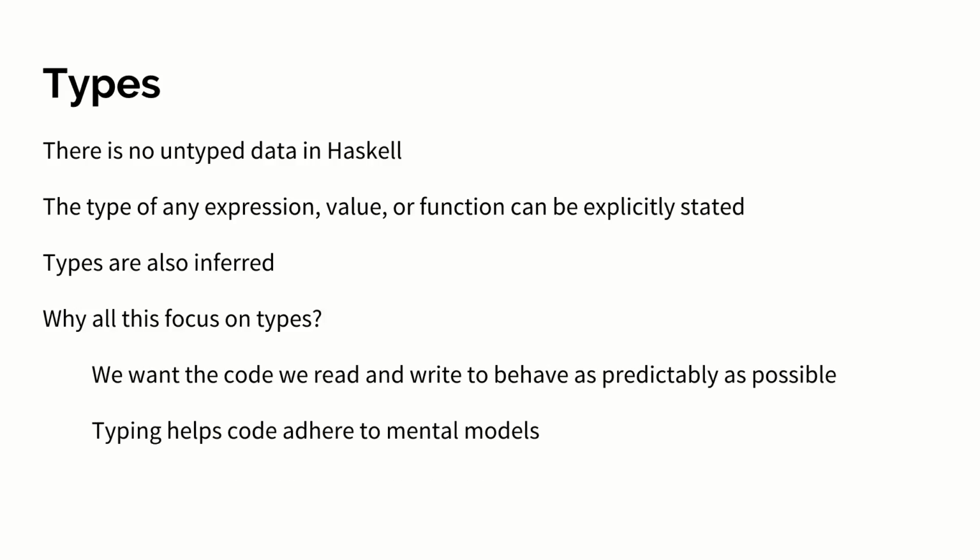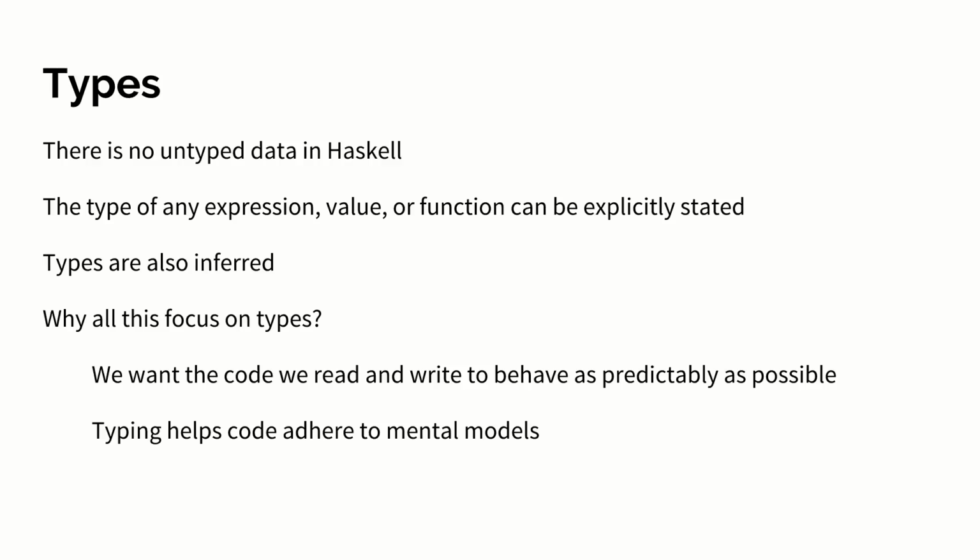So why all this fuss about types? What do they do for us? Well, within functional programming, one of the principles we try to adhere to is working with code that behaves as predictably as possible. Typing helps us do this. Typing helps regulate the code we produce in such a way that it will adhere as closely as possible to mental models that we come up with.